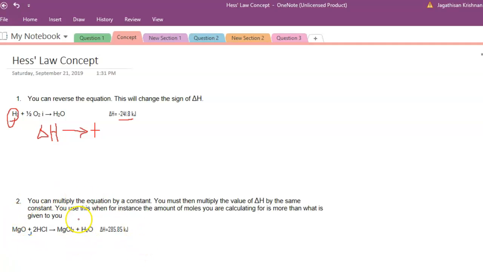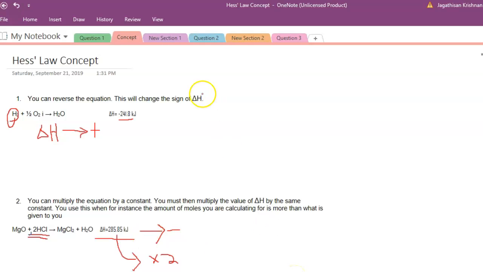If we're looking at this equation, and delta H is 285.85 for the formation of magnesium chloride and water. What if I want to find the enthalpy change for 4 moles of hydrochloric acid instead of 2 moles? We can apply both these rules here. Firstly, if I'm trying to find the enthalpy change for hydrochloric acid, I have to change the sign for this. So for example, if delta H is positive, I'm changing it to negative. Now I only have 2 moles of hydrochloric acid, and the question is asking me for 4 moles, for example. So what I do is I take this value and I times it by 2 so that I get the enthalpy change of 4 moles of hydrochloric acid.